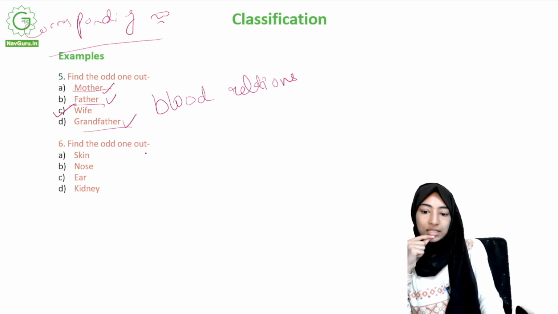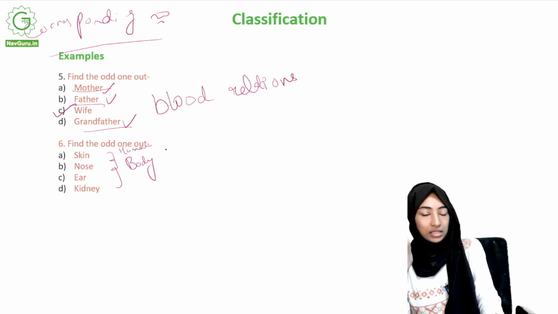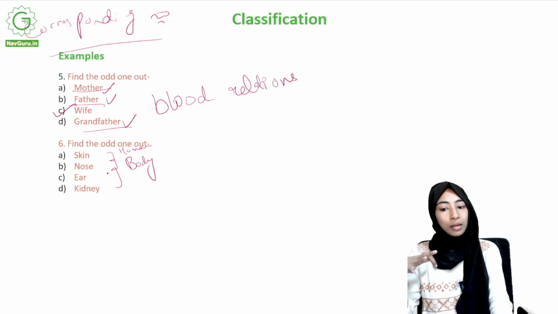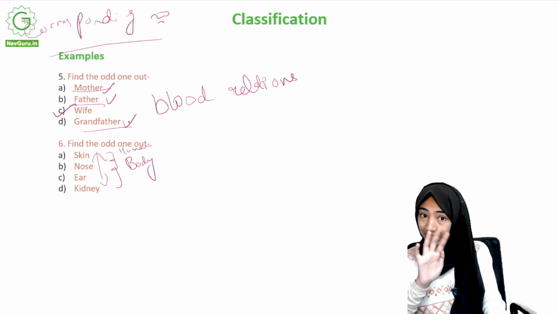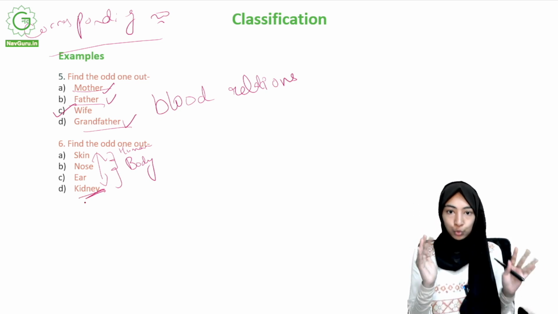For the next question: skin, nose, ear, kidney. All of these are found in a human body, so that does not work. What else? When you look at a person, can you see skin, nose, ear? Yes. But can you see their kidney when you just look at them with your naked eye?